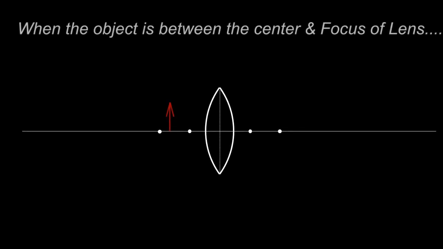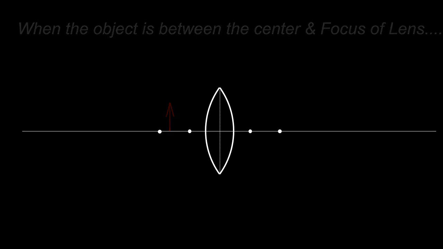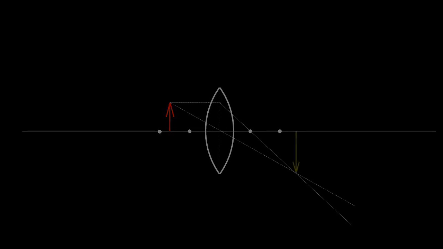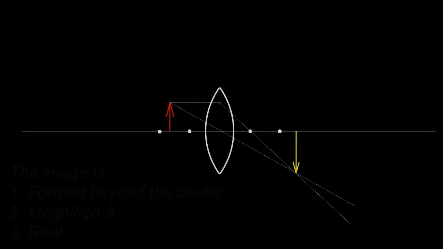When the object is in between the center and focus, one ray is passing through the optical center of the lens and goes undeviated. The second ray passes parallel to the principal axis and passes through the focus. The rays meet and the image is formed beyond the center.